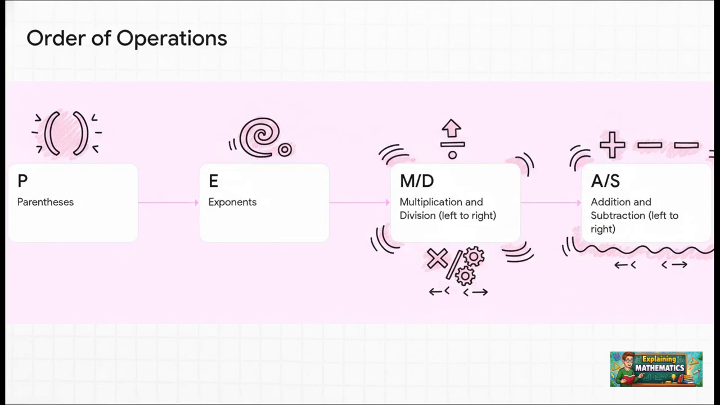So you know what it stands for. Parentheses, exponents, multiplication, division, addition, and subtraction. But, and this is a big but, here's where people get tripped up. Multiplication and division are a team. You just do them in order from left to right, whichever one comes first. Same thing for addition and subtraction. They're partners too. It's not always one before the other.